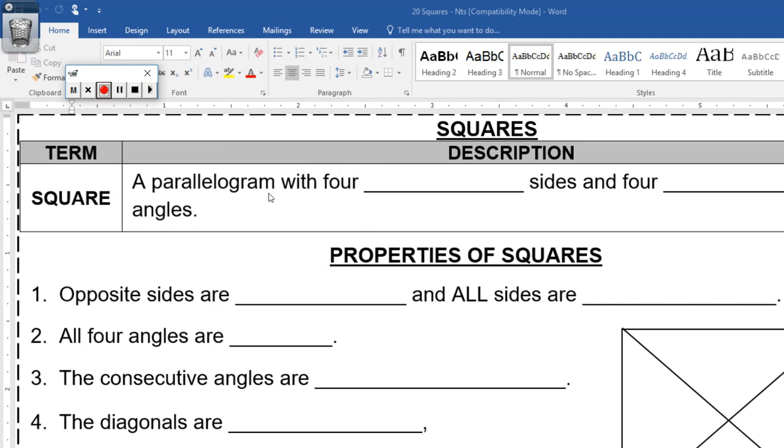Hi guys, today we're going to be learning about squares. The first term that we're going to be using today is the definition. So a square is a parallelogram with 4 parallel sides and 4 congruent angles, which would be 90-degree angles. So we're going to have 4 congruent sides and 4 right angles.